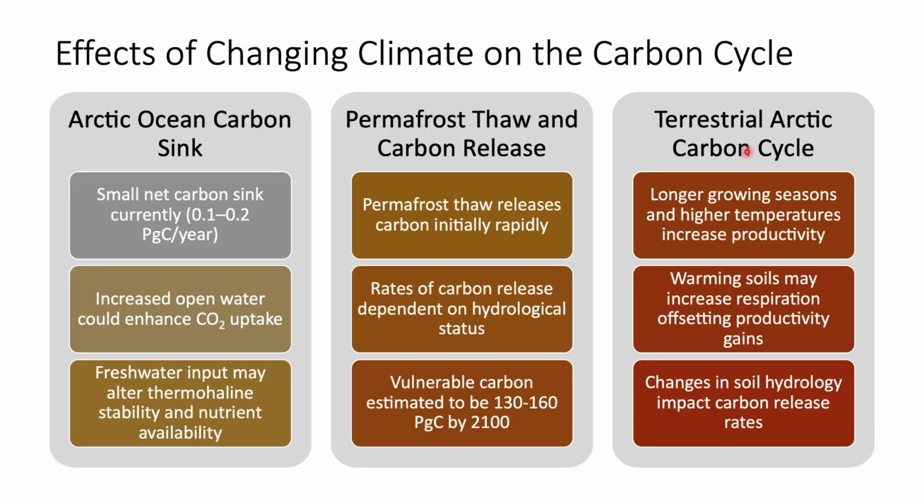Then when we talk about the terrestrial Arctic carbon cycle, longer growing seasons and higher temperatures increase the productivity of the plants, and warming of the soil may increase respiration, offsetting the productivity gains by the plants. So change in the soil hydrology actually impacts the carbon release rate. That means there is some amount of carbon being absorbed by the plants. Then again, because of the higher microbial activity, more CO2 may be released. So there is some sink and also there is some source.